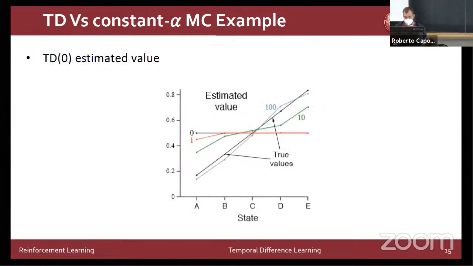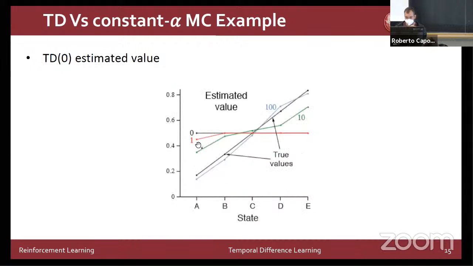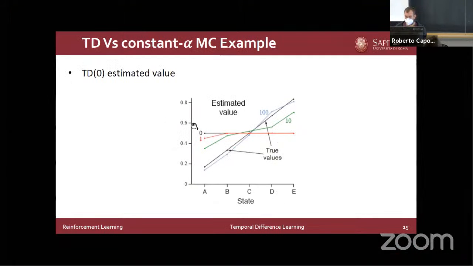Now, these are the true values, and these are the estimated values using TD(0). We start with everything at 0, and by updating the value function, we quickly converge after 100 iterations to the true value estimates.